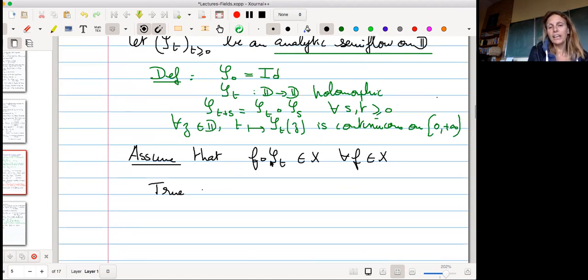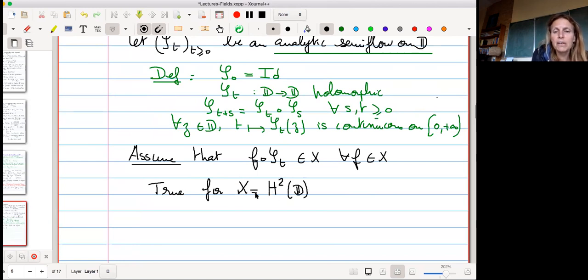So assume that we have a special Banach space satisfying this condition. I have mentioned that using a Littlewood subordination principle, which I didn't prove, but just trust me, this is true for example for X equal to H2 and many other spaces. But it's not true in general. There are some spaces for which you can't apply any such subordination principle, but at least for our favorite Hilbert space, this is the case.